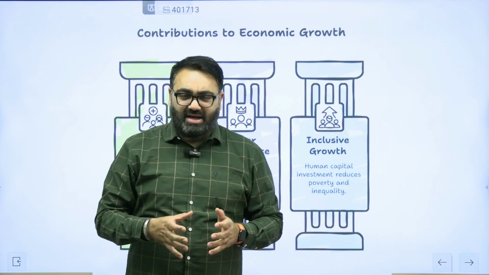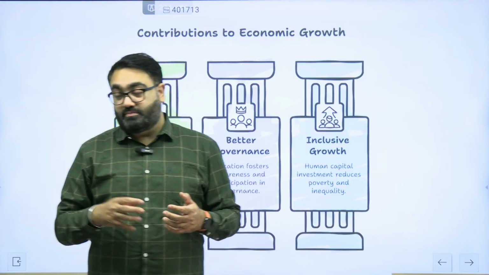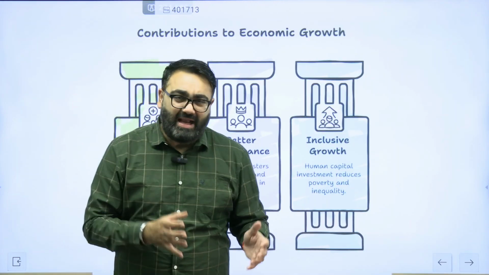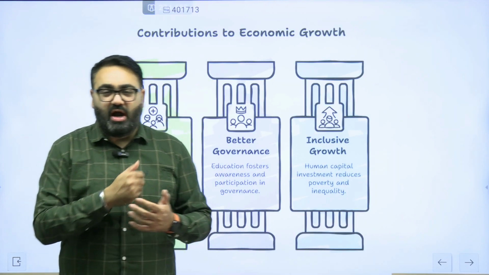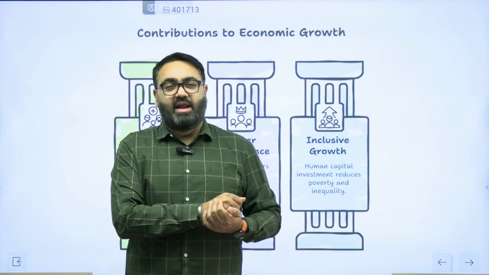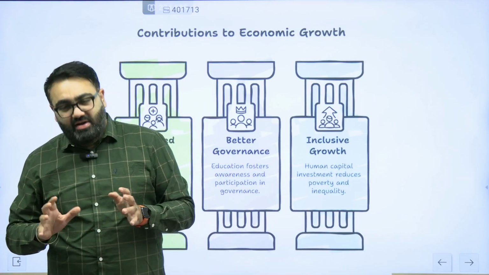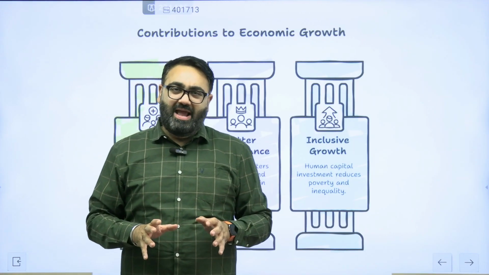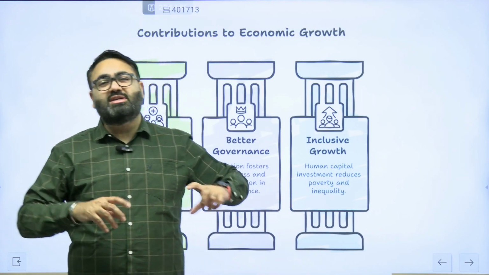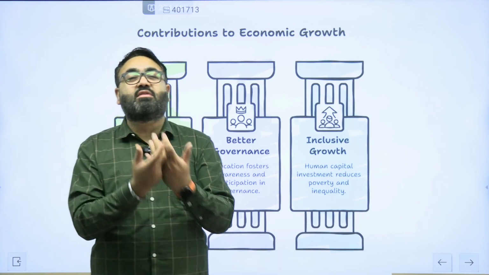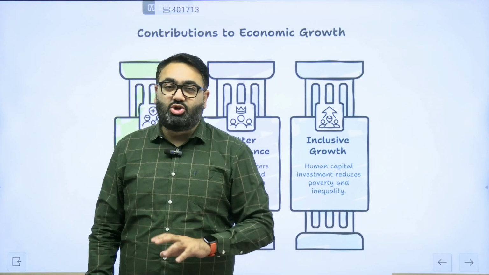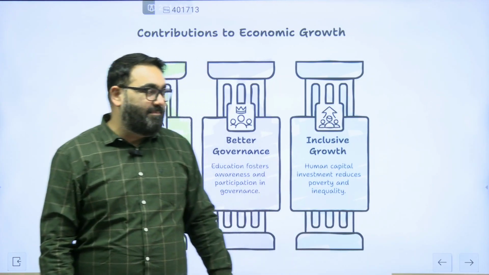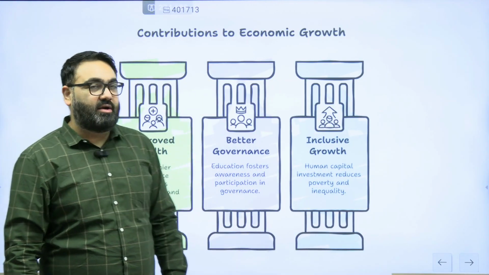Now understand and then think about it. Who has a better chance of understanding this? An educated person or an uneducated person? An educated person has a better chance of understanding what this issue is, and they are expected to do this in a much more informed manner. So better education also makes you a better positive participant in the governance of the country.